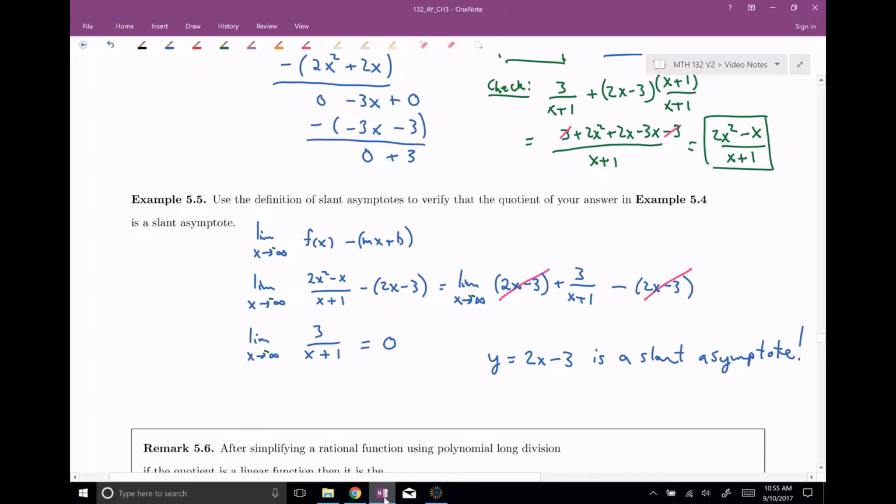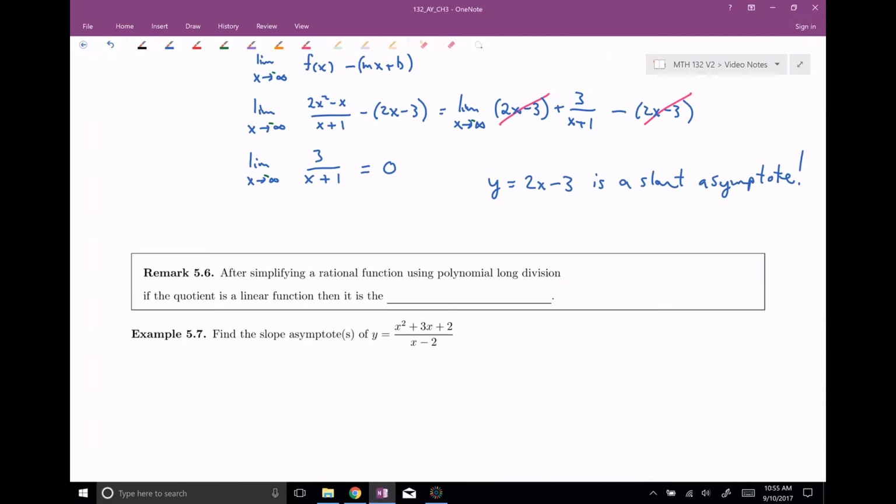Okay, let's go ahead and formalize this a bit more with this remark, which says after simplifying a rational function using polynomial long division, if the quotient is a linear function, then it is, as you would probably suspect, the slant asymptote.